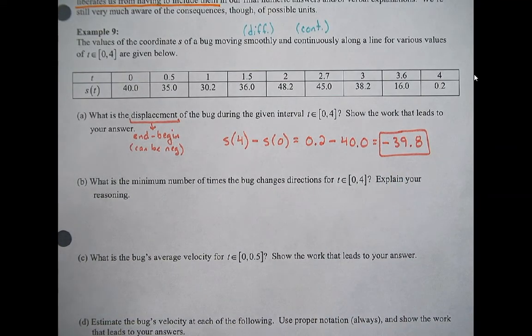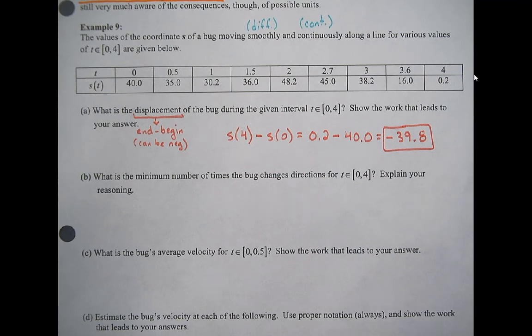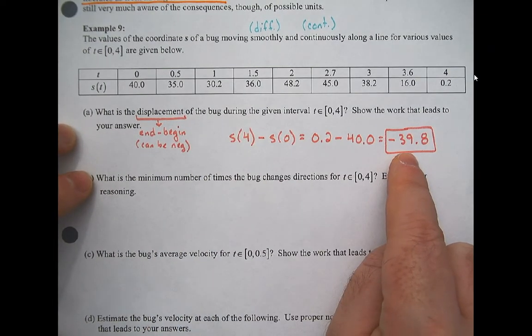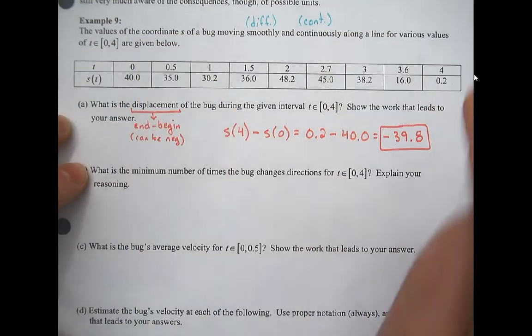Now, they didn't have any units, so we don't have to worry about that. Also, we didn't have any explain or justify, they just said show the work, so this is good. Now, if we did have to do any of that, what is something that we could say? Pause and try to say what this means. Okay, what this means is that my particle moved 39.8 units to the left between 0 and 4 seconds.